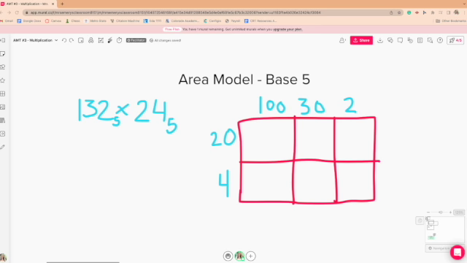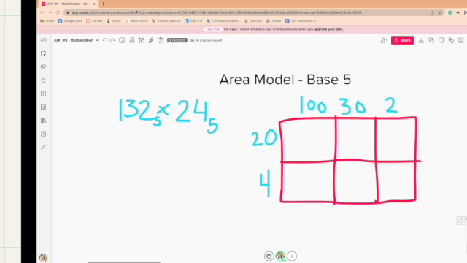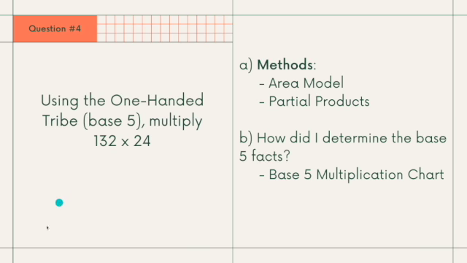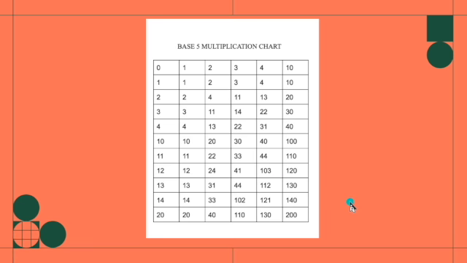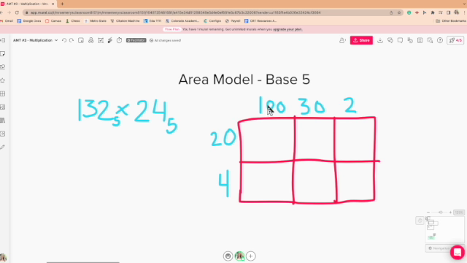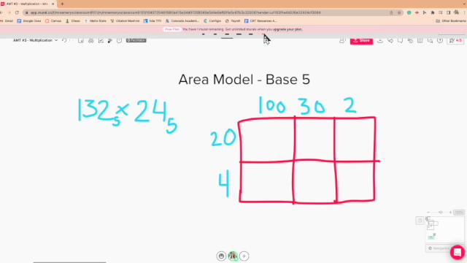So I have my handy dandy base 5 multiplication chart here to help me with my facts. So I'll be going back and forth. So I'm going to start off with 100 times 20, which is 2000.